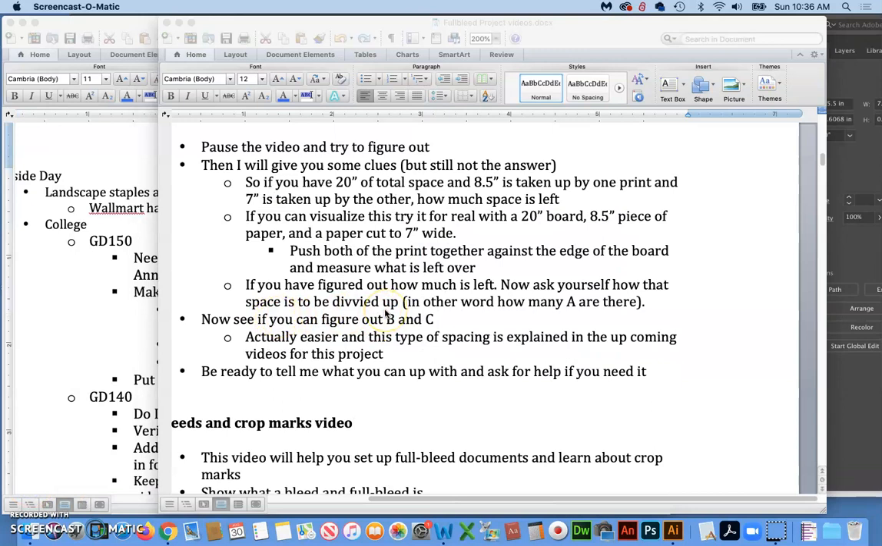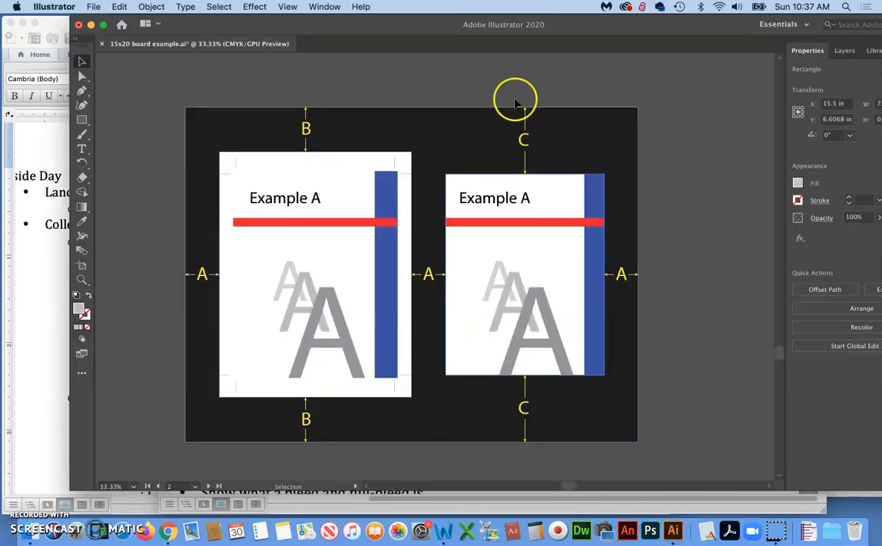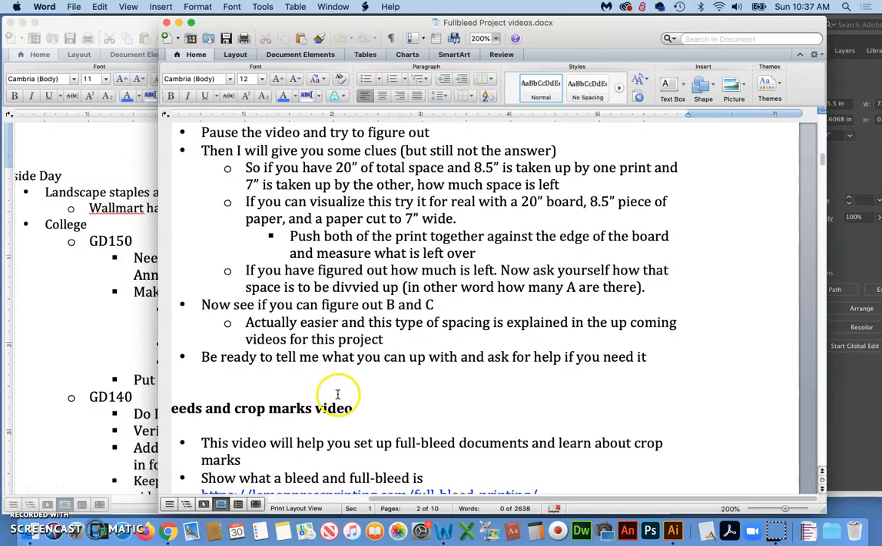And after you've come up with what measurement A is, just be ready to tell me in our next Zoom meeting. Now, if you can figure out B and C, great. I'm more concerned about A because B and C, or in other words, any type of measurement where there's only one area to divvy up, or in other words, you move this all the way to the top and measure, you come out with one area here, and then you just have to divide that by 2. That's easy. Also, I go into it in great detail in the upcoming videos that'll be assigned for the Full Bleed project. Okay, so that's it for this video.